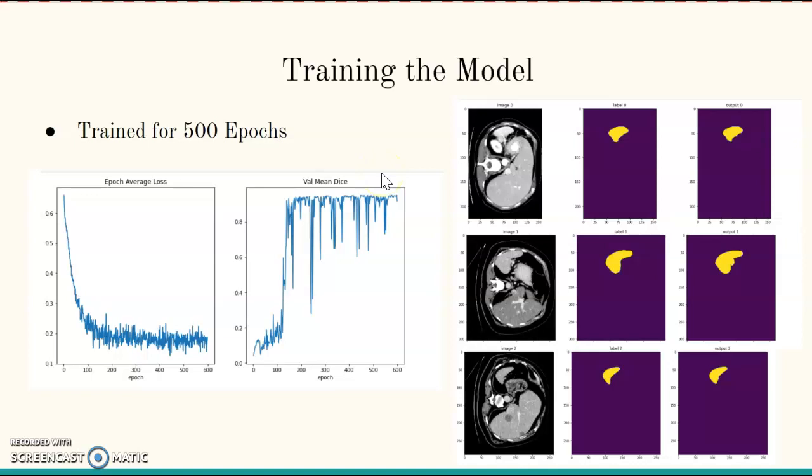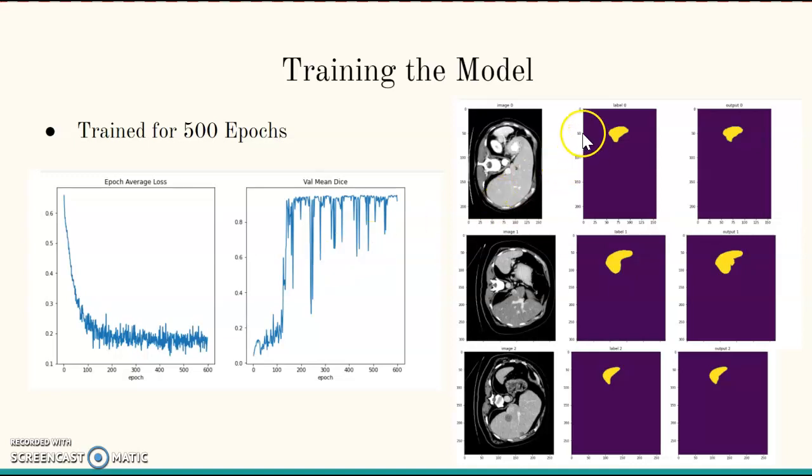Then we trained the model for 500 epochs, and in the image below you can see the graph of the average loss over the iterations it was trained over, and you can see that it decreased over time, which indicates that our model was improving. And on the right graph you can see that the dice metric was increasing, which indicates that the accuracy of the model was increasing as well.